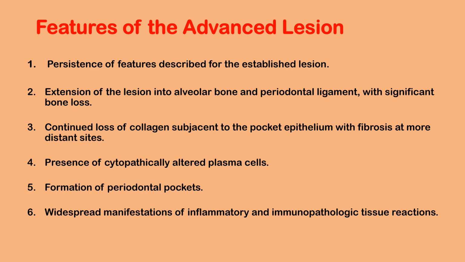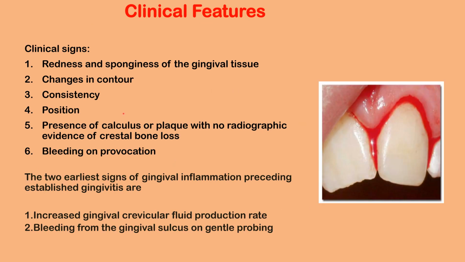Talking about the features of the advanced lesion, there is persistence of features described for the established lesion. There is extension of the lesion into the alveolar bone and periodontal ligament with significant bone loss. We can see continued loss of collagen subjacent to the pocket epithelium with fibrosis at more distant sites. There is presence of cytopathically altered plasma cells and formation of periodontal pockets. We can also see widespread manifestation of inflammatory and immunopathologic tissue reactions.